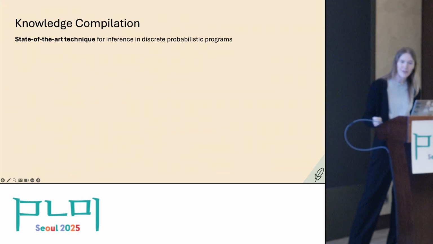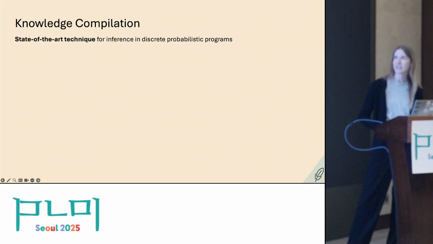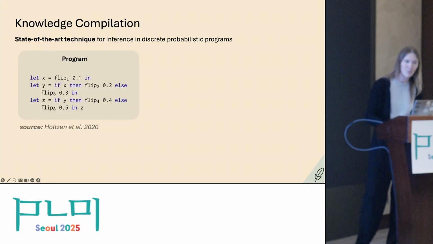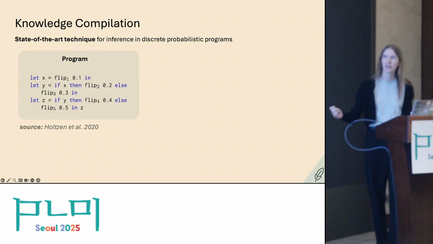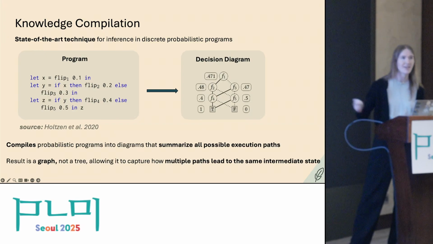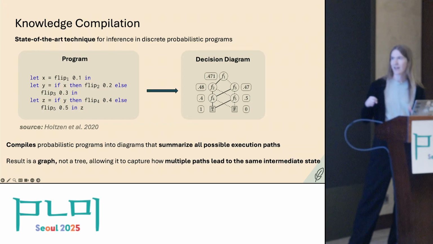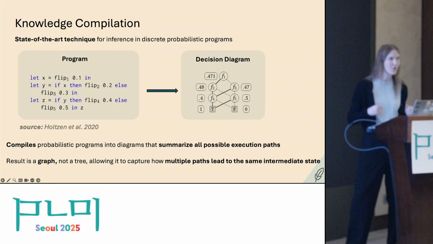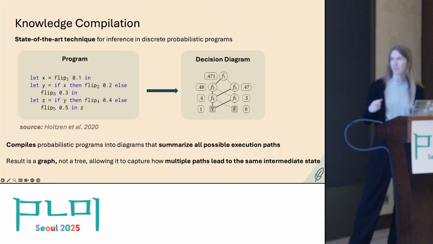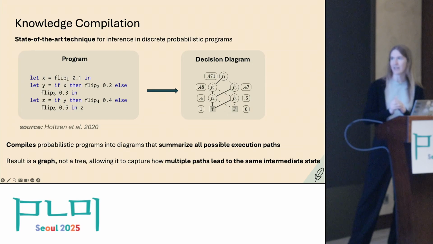And in particular, we're going to be looking at one called knowledge compilation, a state-of-the-art technique for inference in discrete probabilistic programs. Now, this works by compositionally translating a probabilistic program into a representation of all the paths. And importantly, this representation is a graph that can capture exactly what we were looking for on the previous slide in the perturb example, where since it's a graph, intermediate states can be reached by multiple incoming paths.